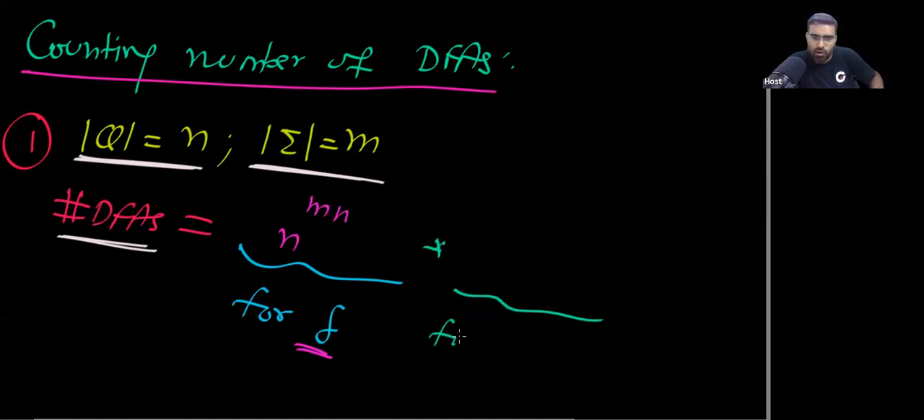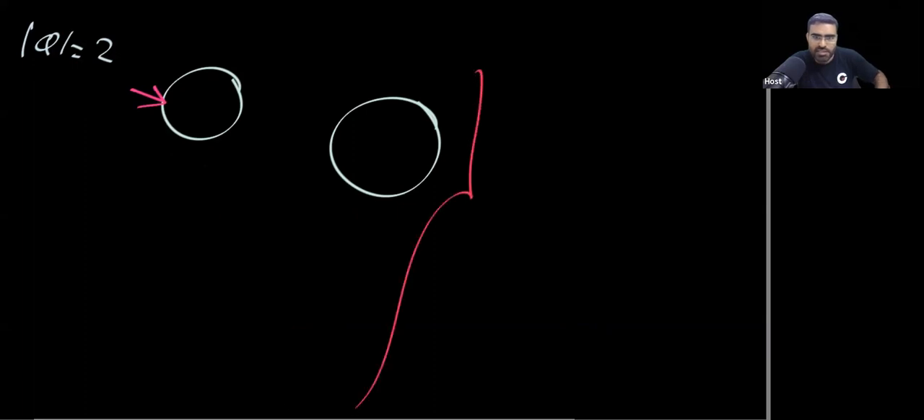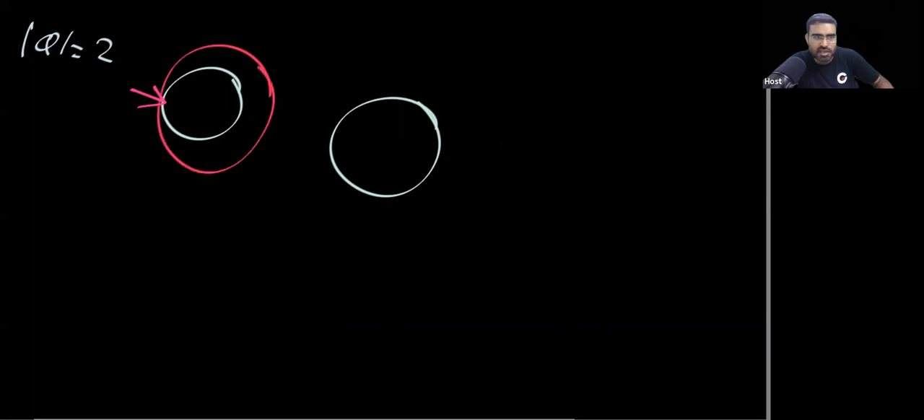Multiply by the count for final states. For final states, every state has two choices: either you make it final or you don't. Let's assume the number of states is 2. Initial state, you can make any of them initial state. For final states, you have a total of 4 possibilities. This is one possibility, this is another, this is another, and this is the 4th. Is this point clear? Let me know.